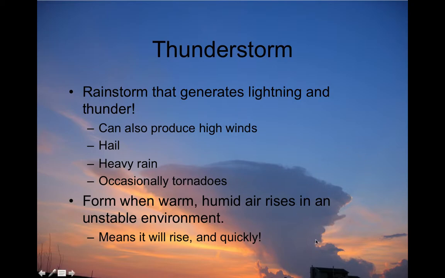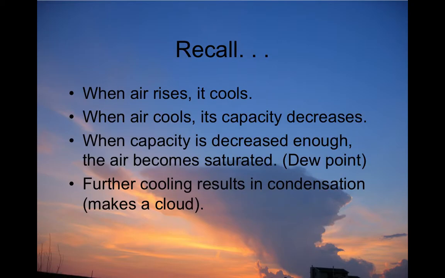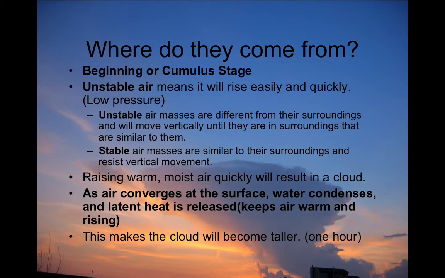And there's 3 stages to a thunderstorm. The first one is the beginning stage. And so just keep in mind, when air rises, it cools, and when it cools, its capacity decreases. And then if it becomes saturated, you can form a cloud. And so that's kind of the basic process. But the first stage for that process is called the beginning stage, and that's when that unstable air rises in quickly.